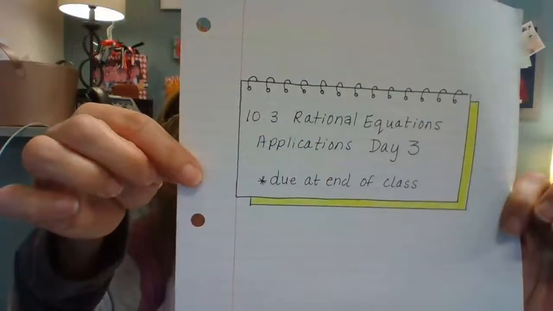Okay, so now it's time for your self-check. Super quick. Your self-check is this right here. If that is backwards, I'm sorry. Remember, it's no homework night, so it's due at the end of class. And I'm going to stop talking so you can get to work now.